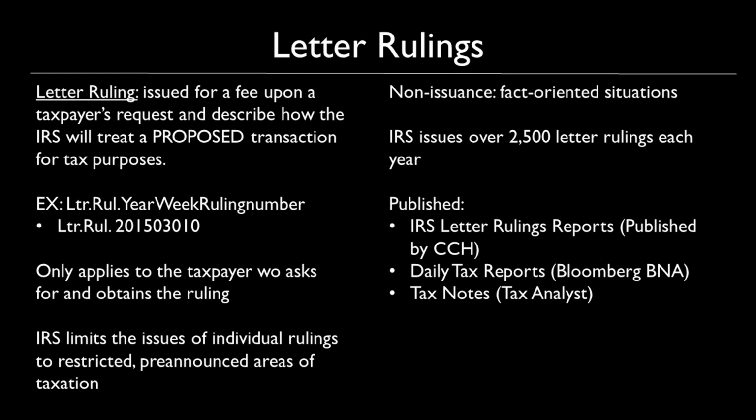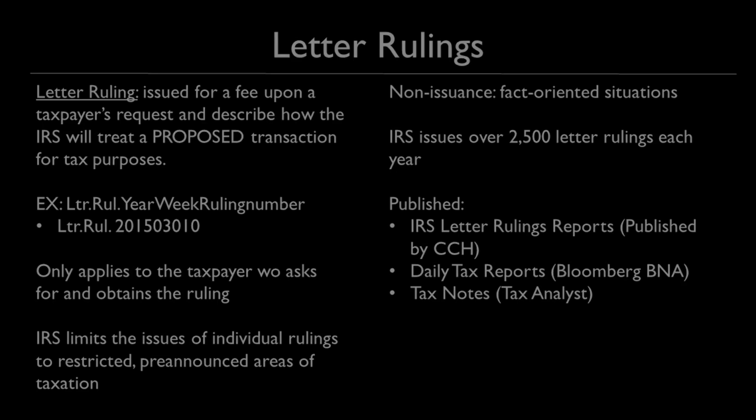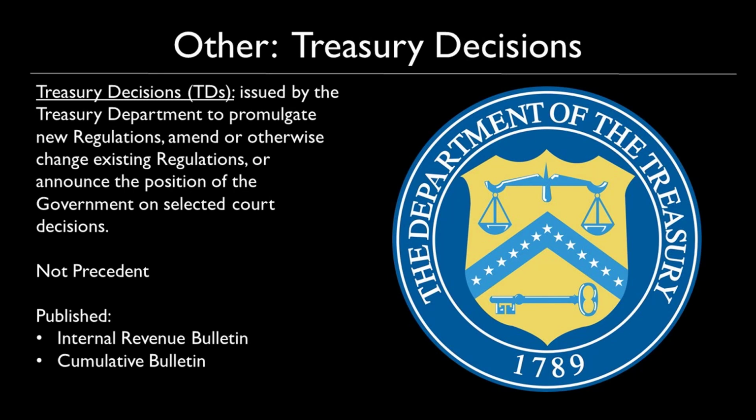These are published in the IRS letter ruling reports published by CCH, the daily tax reports by Bloomberg BNA, and tax notes from the tax analyst. Again, where do these people come up with these publication names? Other types of administrative pronouncements are Treasury decisions. These are issued by the Treasury Department to promulgate new regulations, amend or otherwise change existing regulations, or announce the position of the government on selected court decisions. Again, these are not precedent. However, they are published in the Internal Revenue Bulletin and the Cumulative Bulletin.